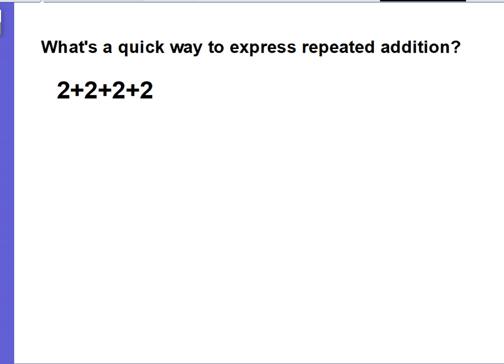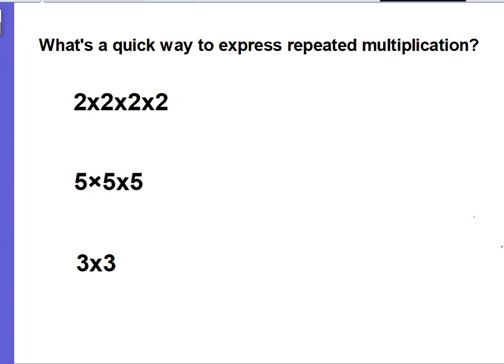Well, what's a quicker way to express repeated addition? Some people would say 2 plus 2 plus 2 plus 2, but some others would say that this is just 2 times 4. It saves space, and if you memorize that 2 times 4 is 8, you realize that multiplying 2 by 4 is faster than adding 2 over and over and over. Well, in this case, we're asking what's a quick way to express repeated multiplication? And this is the purpose of exponents.